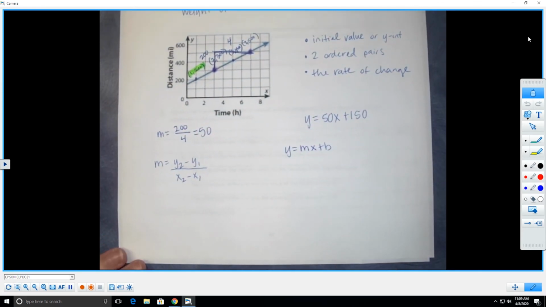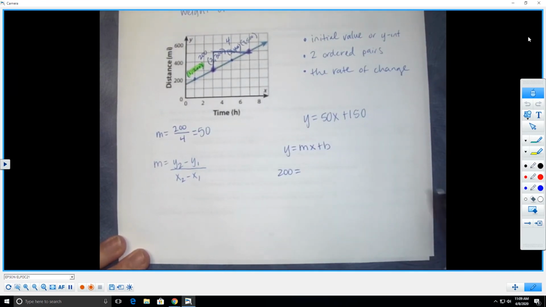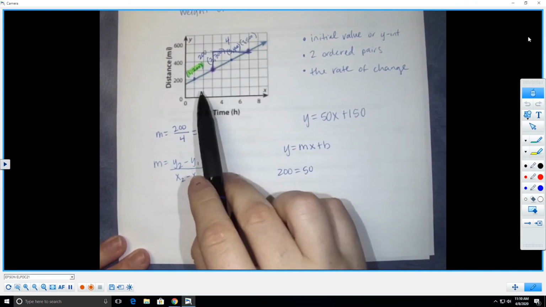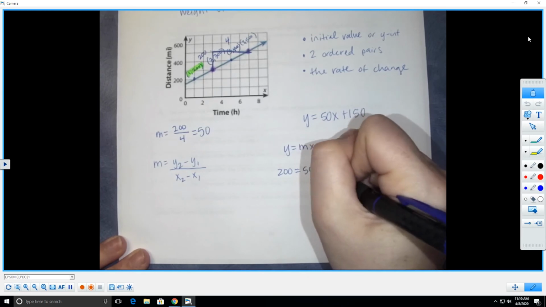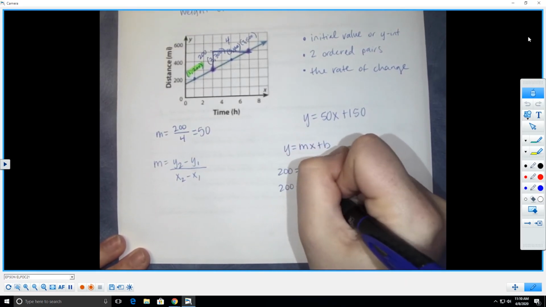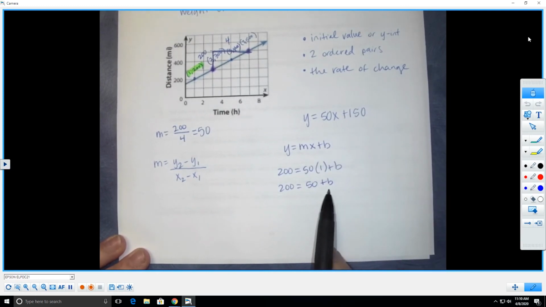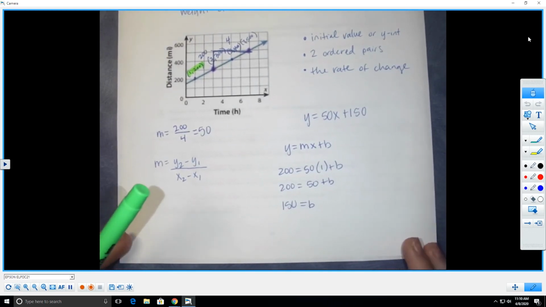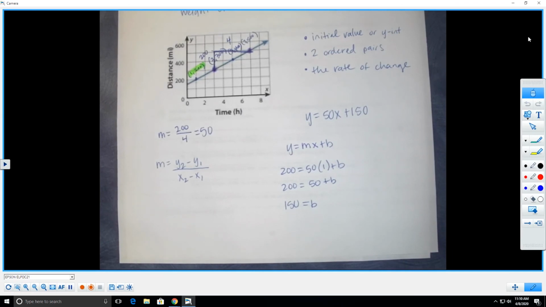So my y value is 200. My rate of change, or my slope, is 50. And then my x value, where y is 200, is 1. I'm going to use that to find my initial value, or y-intercept. When I do, I have 200 equals 50 plus our unknown. So what plus 50 gives me 200? That is correct, 150. Therefore, the final equation that models this distance time graph is y equals 50x plus 150.